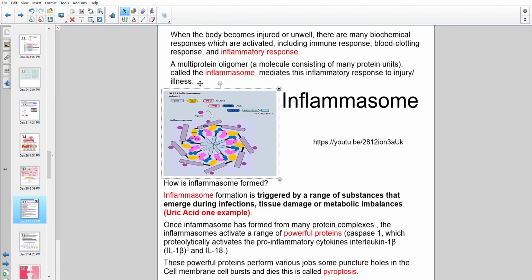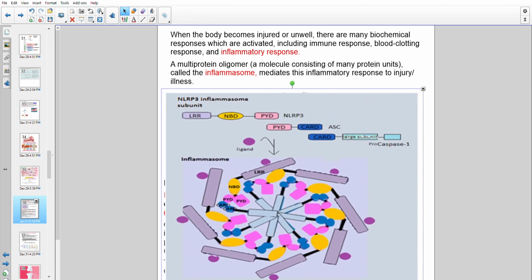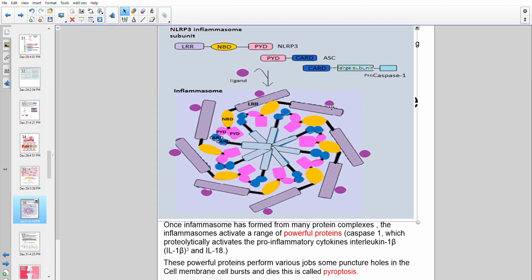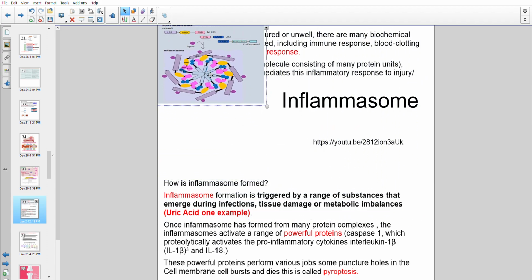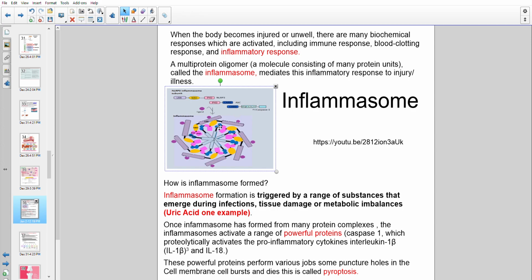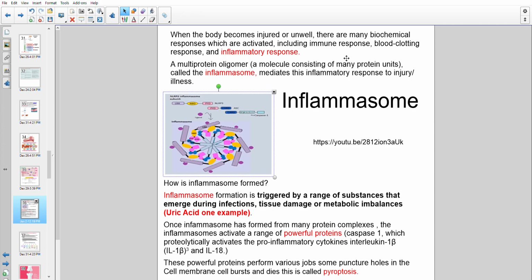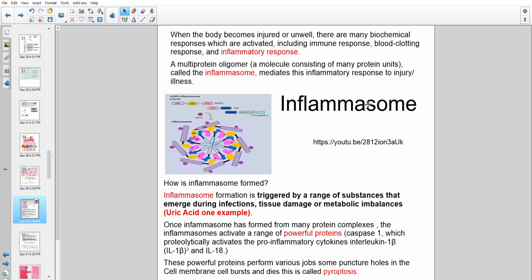Now, a multi-protein oligomer. That's the word that they use, oligomer, which is huge. It's a big protein, right? It's actually a multi-protein. It's made up of many proteins. You could see it there. A molecule consisting of many protein subunits, and you can see them red, yellow, there. And that's called the inflammasome. This thing, right? And inflammasomes were only discovered in 2010. So in my uni days, I knew nothing about them.